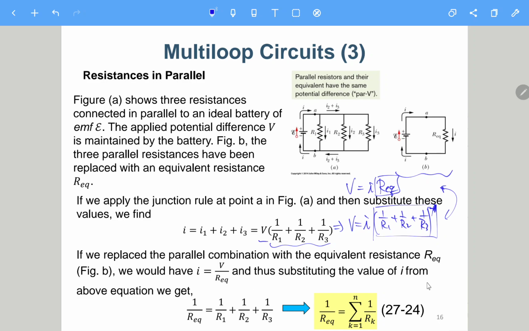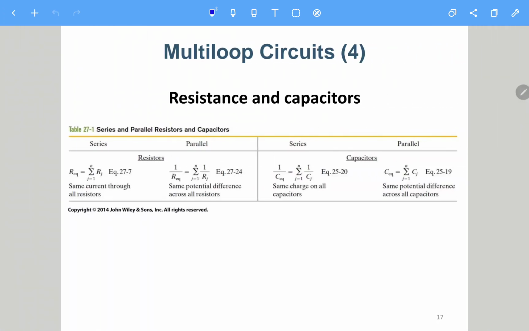If we have n resistances in parallel, then we should take the reciprocal of them, take the sum, and then take the reciprocal again to get the equivalent resistance. So this is easy.